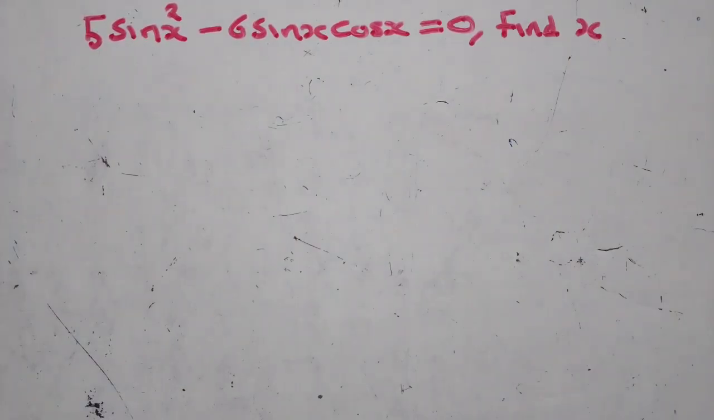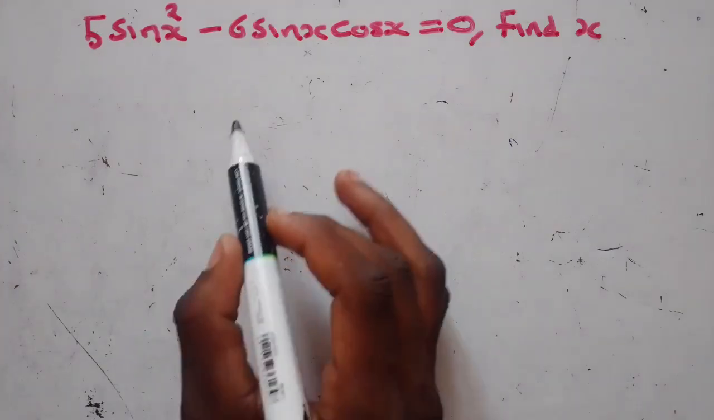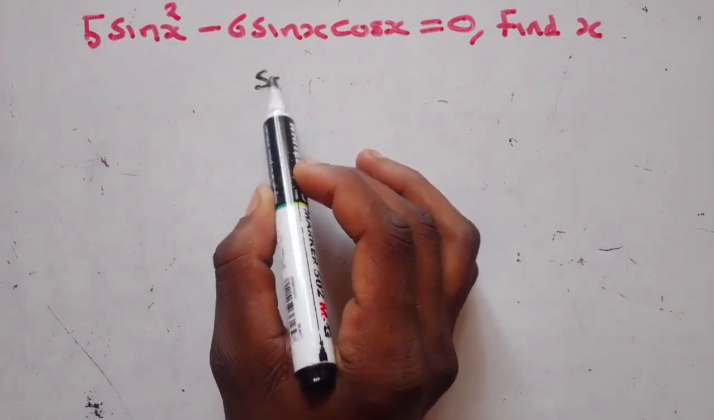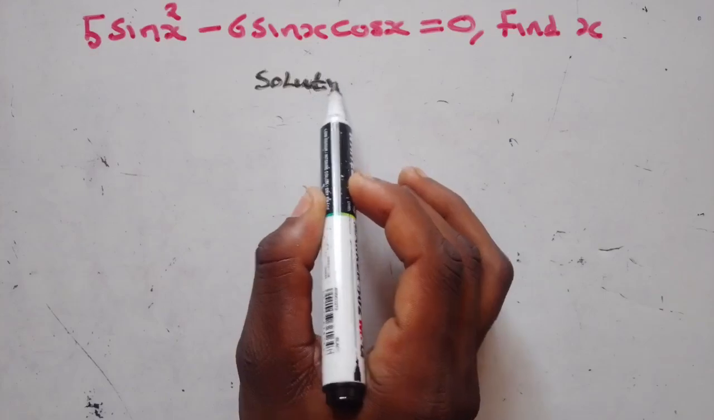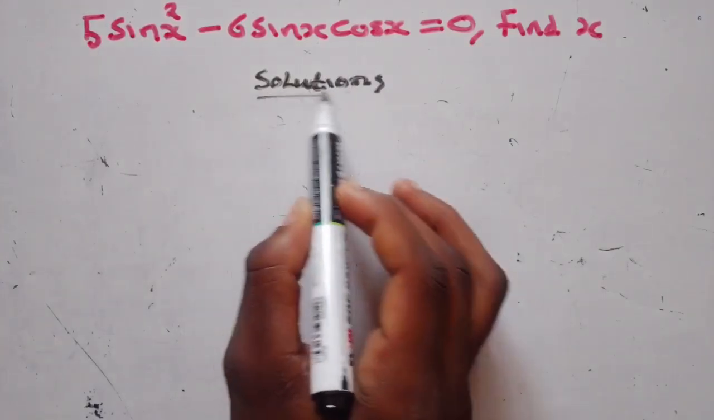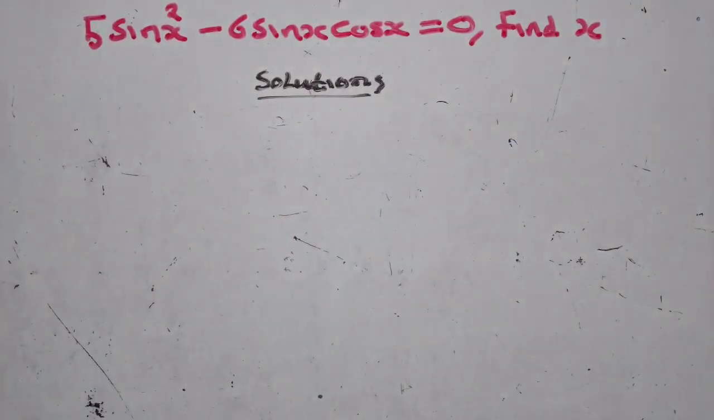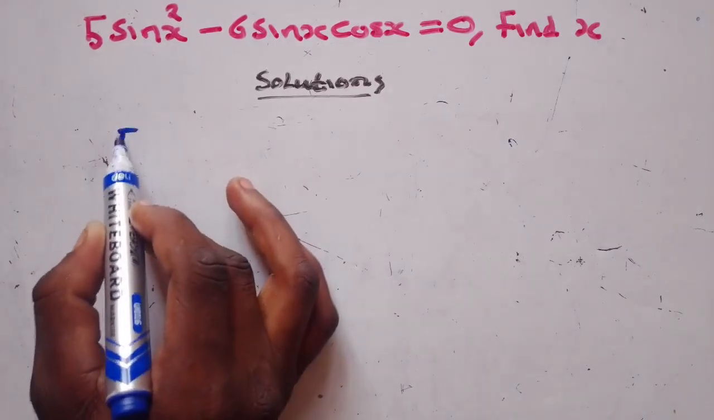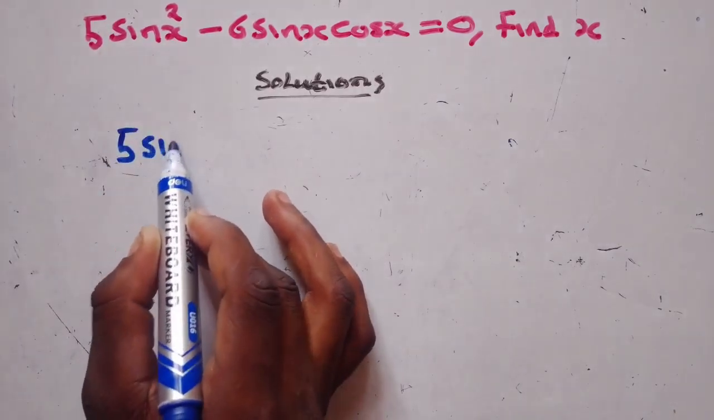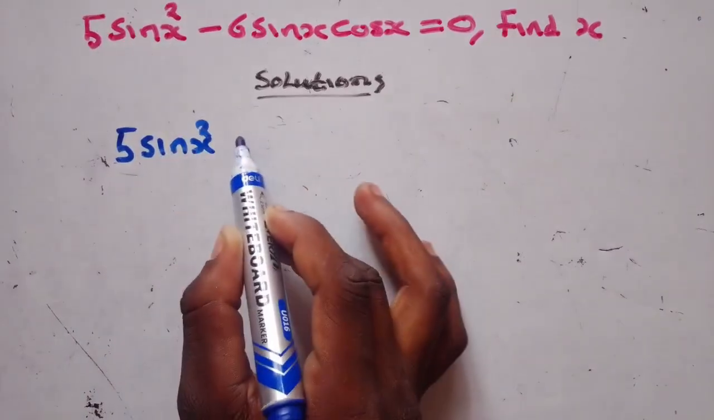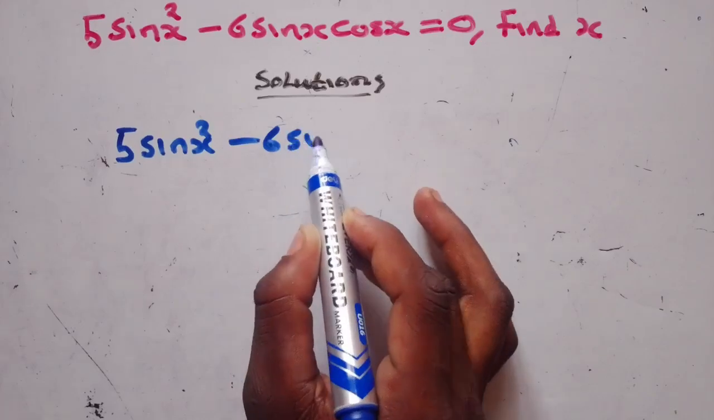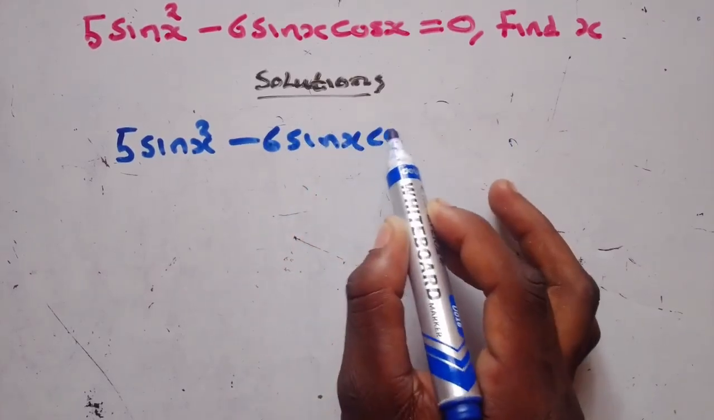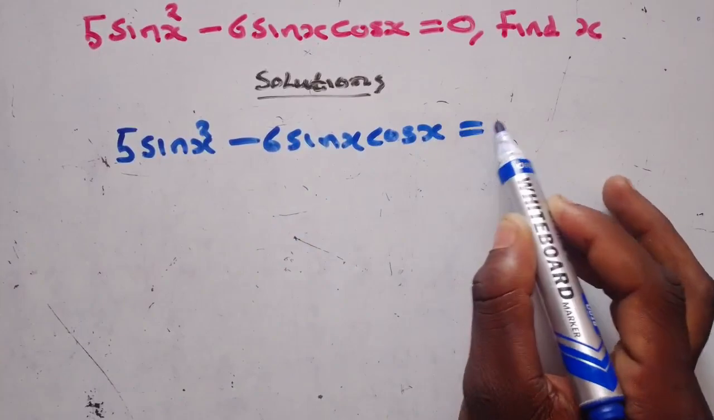Like any math problem has a solution, our solution begins from here. Okay, solutions. So here is our solution. We have an equation like this, I'm just going to rewrite it. So I have 5 sine squared x minus 6 sine x cos x is equal to 0.